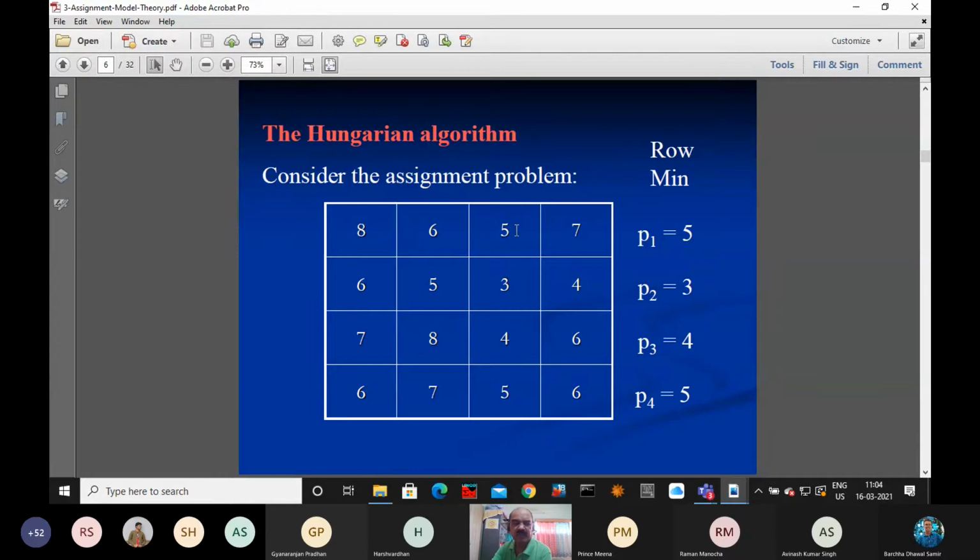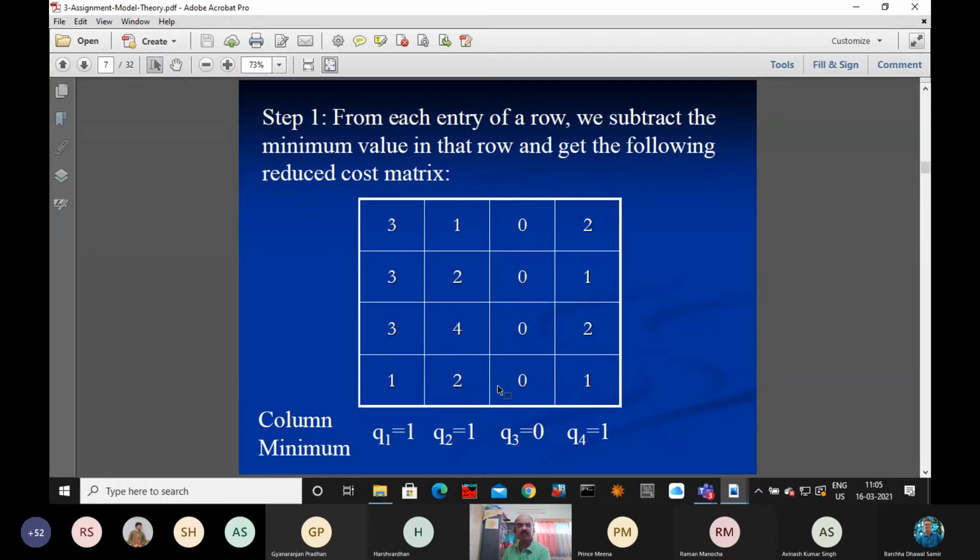So we find in first row there is a 0, in second row there is a 0, in third row there is a 0, and in fourth row there is a 0. Okay, so in this manner. So I have told earlier, for the assignment, every row must have a 0, every column must have a 0. The first row there is a 0, second row there is a 0, in third row there is a 0, in fourth row there is 0, in first column there is no 0.